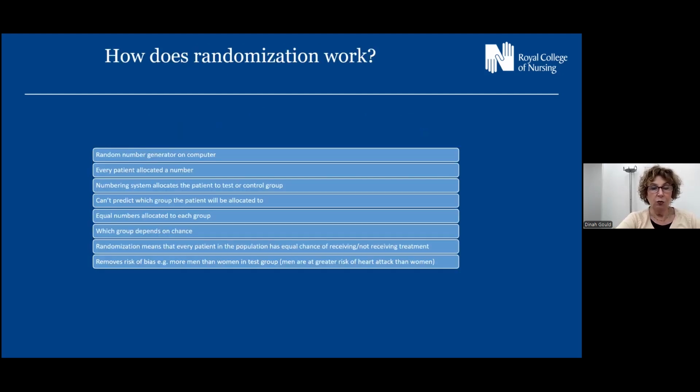So how does randomization work? Randomization works the way that everything works these days, very boringly in front of a computer screen. So you get a random number generator, which you can call up for nothing on the computer. You can do it yourself. You can put random number generator in, and it will give you one there where you sit. Every patient gets given a number. The numbering system allocates the patients either to the test or the control group. And you can't predict which group the patient will be allocated to. It occurs entirely by chance. But equal numbers get allocated to each group, but entirely by chance. Randomization means that every patient in that population has an equal chance of getting or not getting the treatment, and that removes the risk of bias.